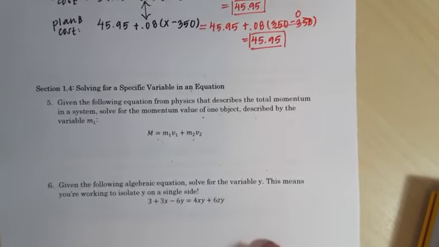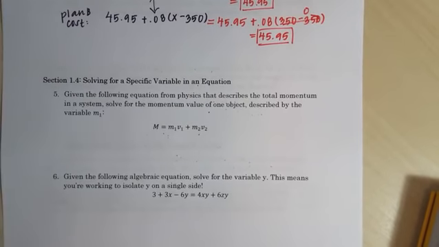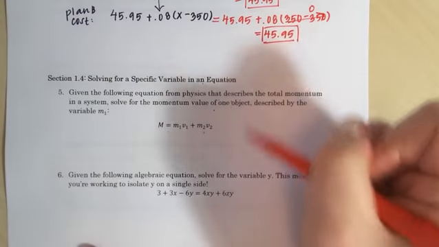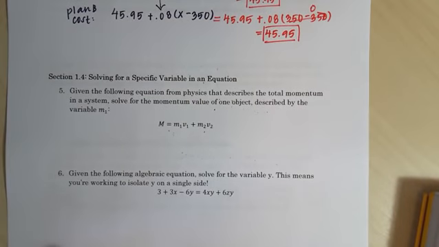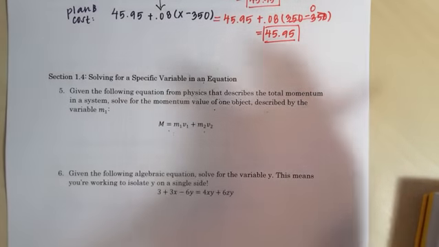Last up on the warm-up, we've got some review of getting single variables by themselves. So let's take a look at what that might appear like in a science class, and then we'll see what that's going to look like in an algebra class. And this is your last set of problems from the warm-up. So, number 5 says, given the following equation from physics that describes the total momentum in a system, solve for the momentum value of one object described by the variable m1.